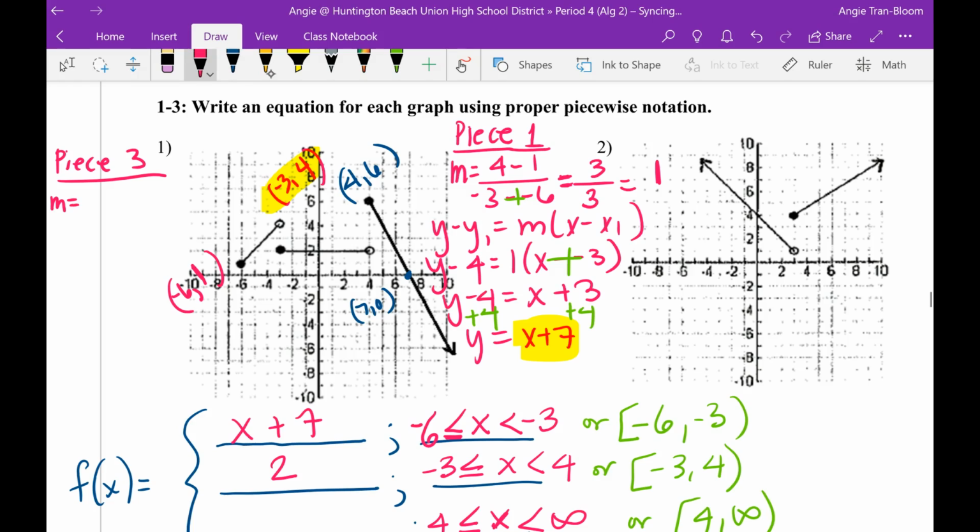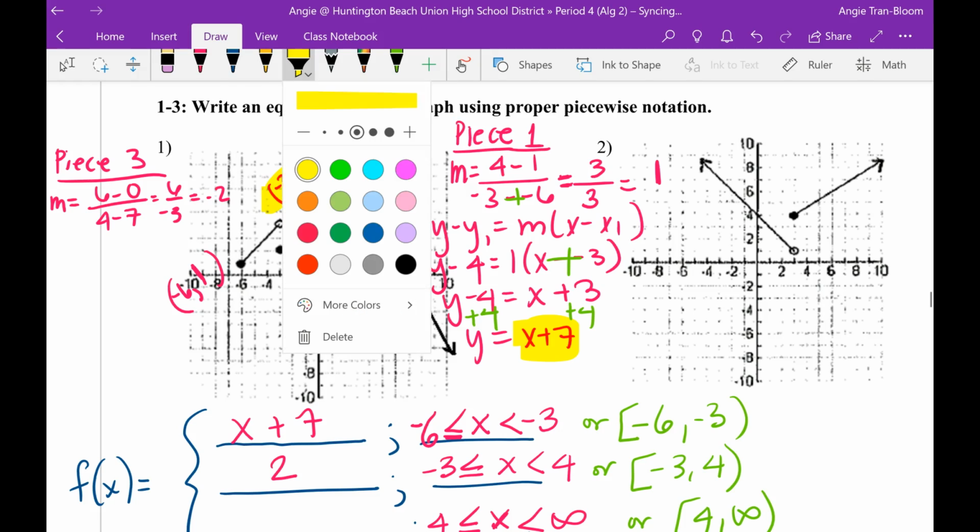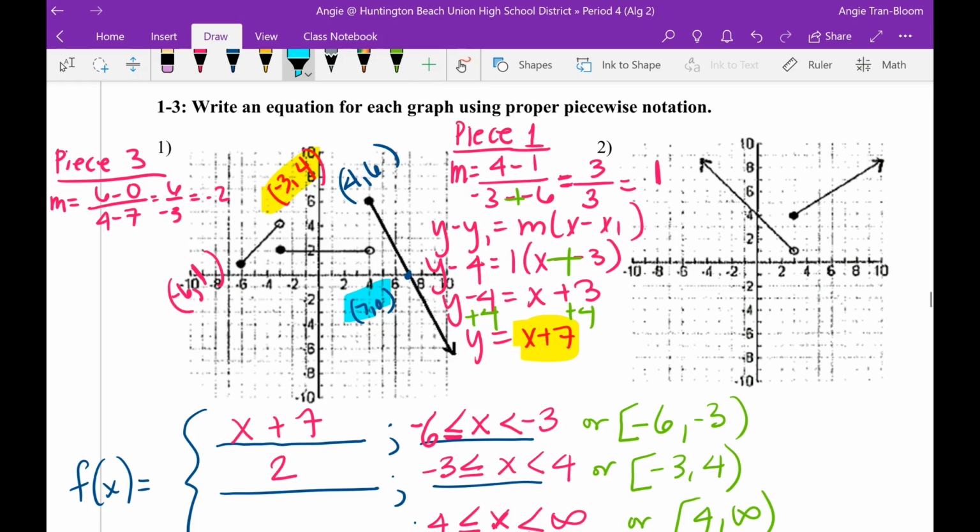M equals, can I go 6 minus 0 over 4 minus 7? Okay, 6 minus 0 is 6. 4 minus 7 is what? Negative 3. So my slope is really what? Negative 2. You're right. Okay. And again, what do you do once you have a slope? Yep. Okay. Put it in point slope form. Which one of those 2 points are you going to use today? Okay. Let's do 7, 0. I know. I love zeros.